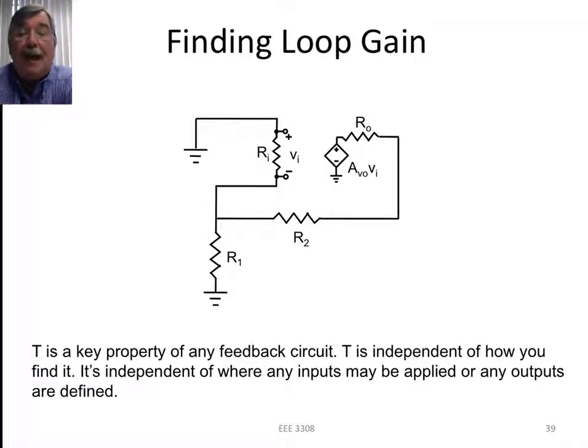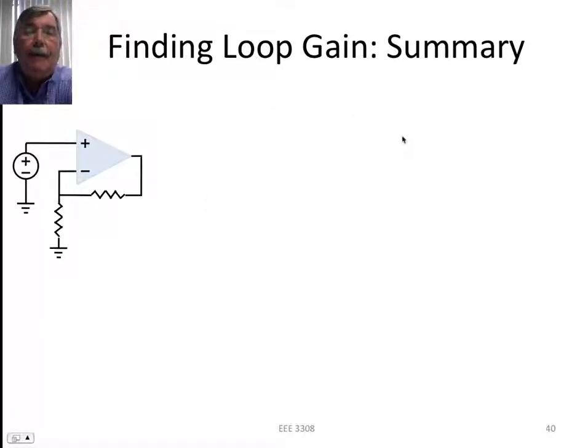T is independent of how you find it, and it's independent of where any input's applied. We turned off the input source. We don't care where the output is. It's a property of the circuit, independent of its inputs and outputs. Let's summarize. We take the circuit.